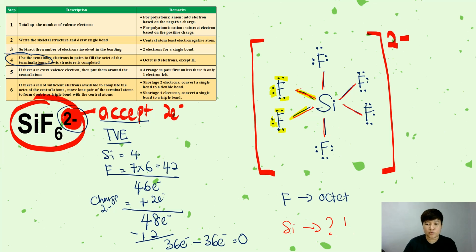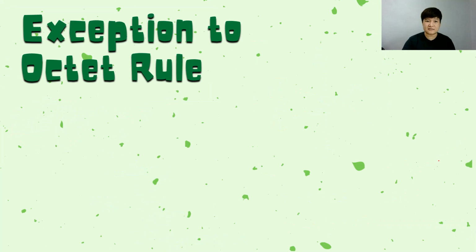6 times 2 means 12 electrons around the silicon. And we know that an octet should be only 8 electrons. So why does silicon have 12 electrons? I can tell you that this structure is still correct. This is the correct Lewis structure of silicon. Why can silicon have 12 electrons around it? Because we are moving to the next part of this video: the exceptional cases to the octet rule. We have 3 exceptional cases to the octet rule.